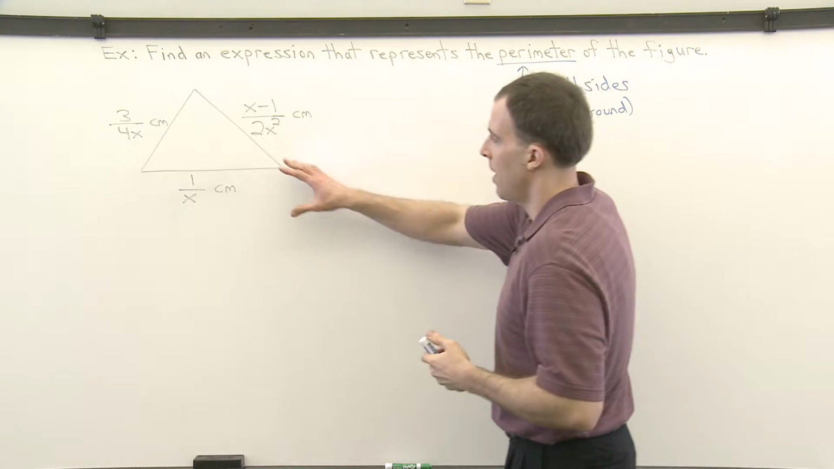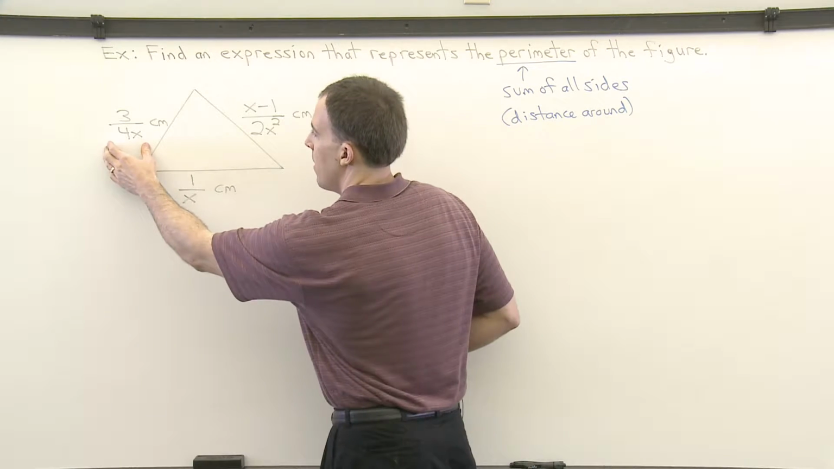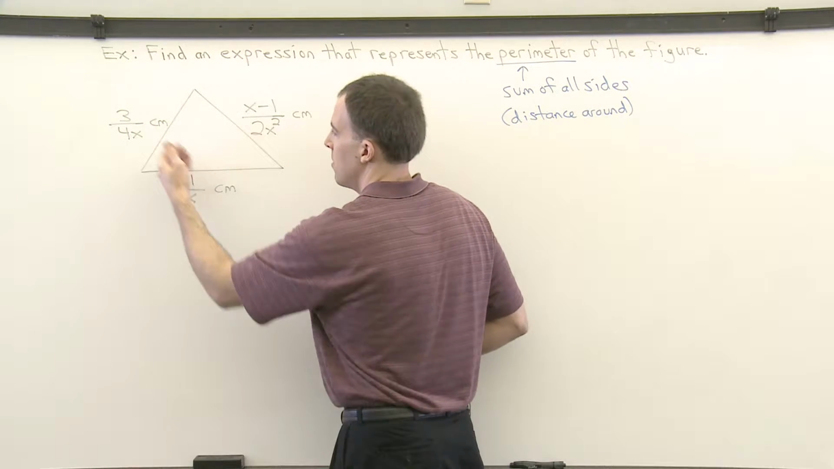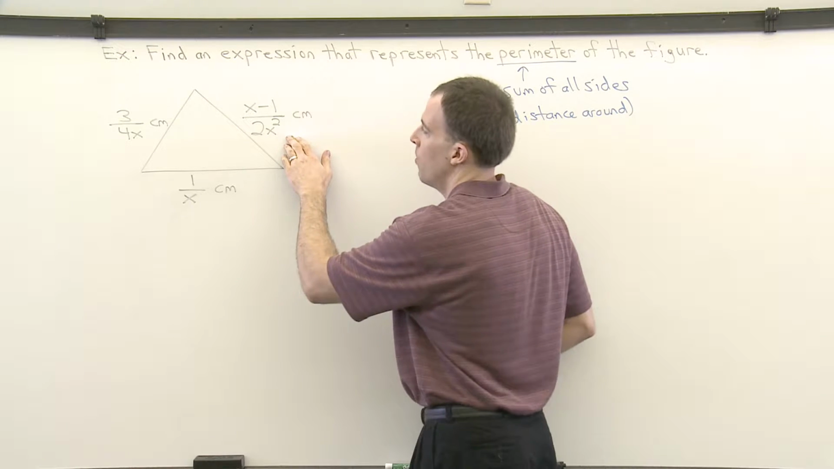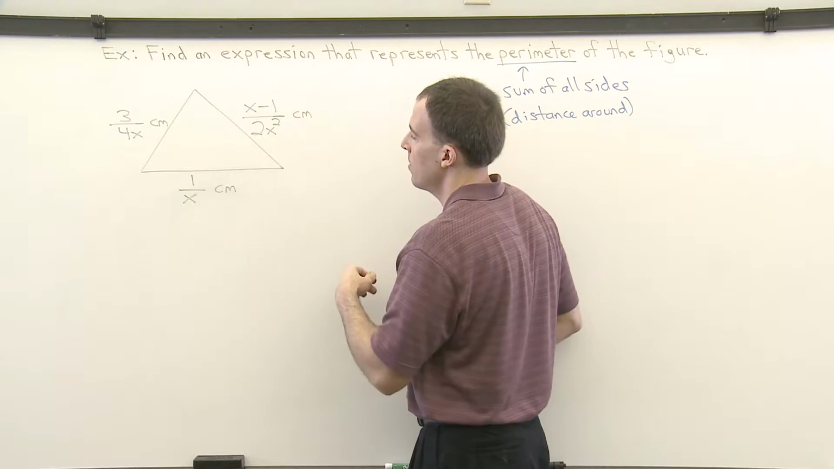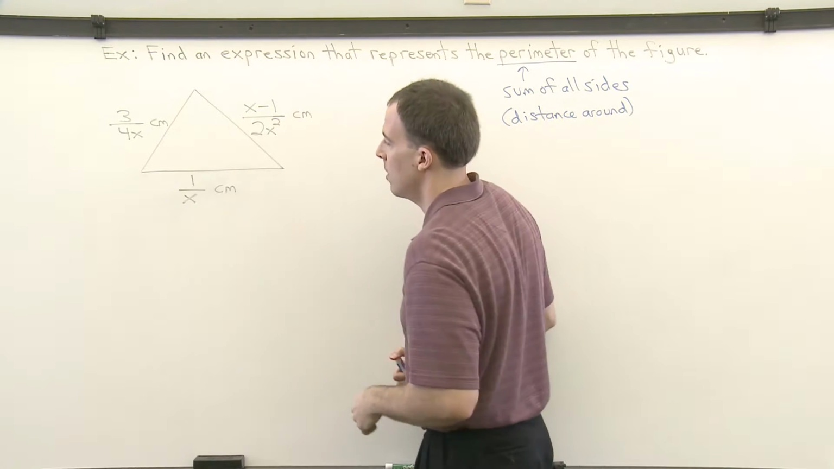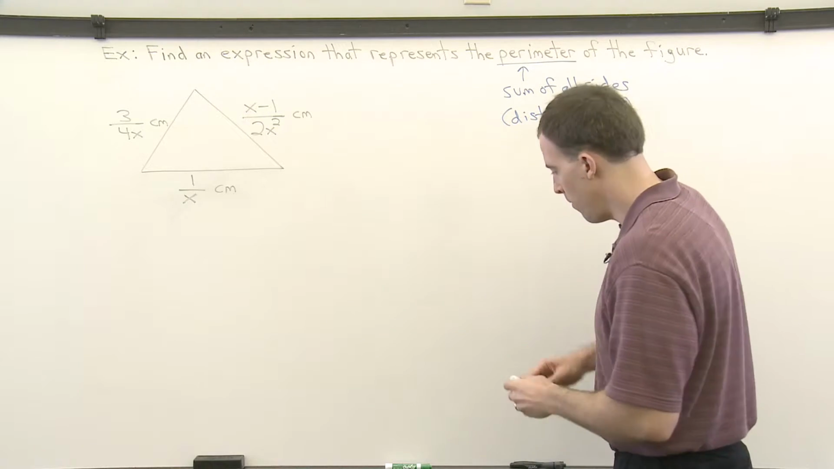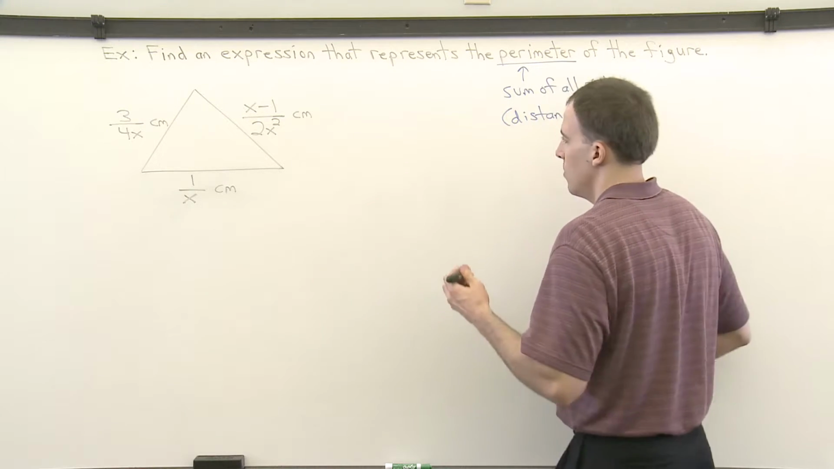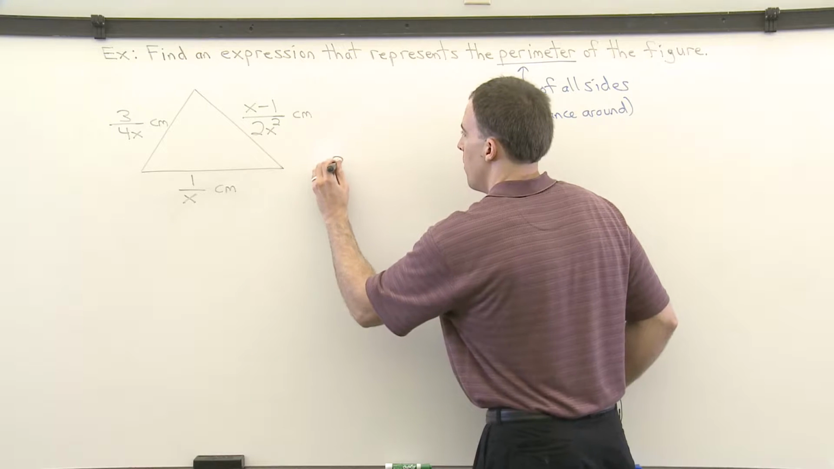So this is a triangle. We've got three sides: 3 over 4x centimeters for one side, x minus 1 over 2x squared centimeters for the second side, and then 1 over x centimeters for the third side. To get the perimeter, we just have to add up the three sides. So I'm just going to say P for perimeter here.